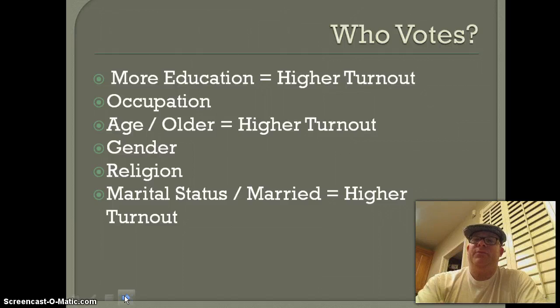Age matters. If you're older, chances are you're going to have a much greater chance of voting. Males and females vote at similar rates. We've had more females voting recently than males the last few elections. Religion also varies. Again, by religion, turnout does vary. Marital status, if you're married, you're more apt to vote. You're going to turn out if you're married more often than you are if you're single. All right, just some general voter terms. You'll find some of those also in your textbook.